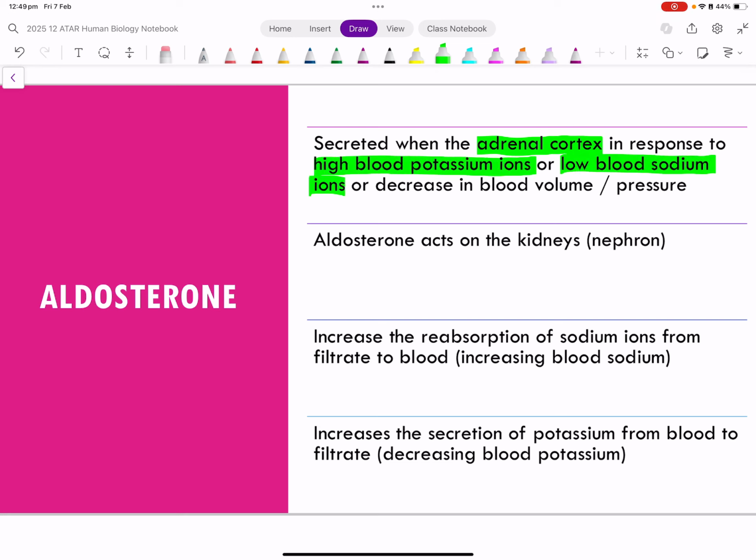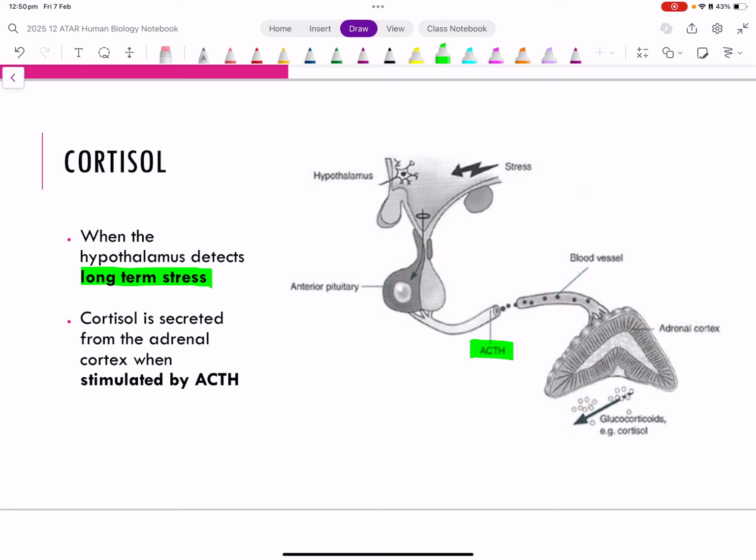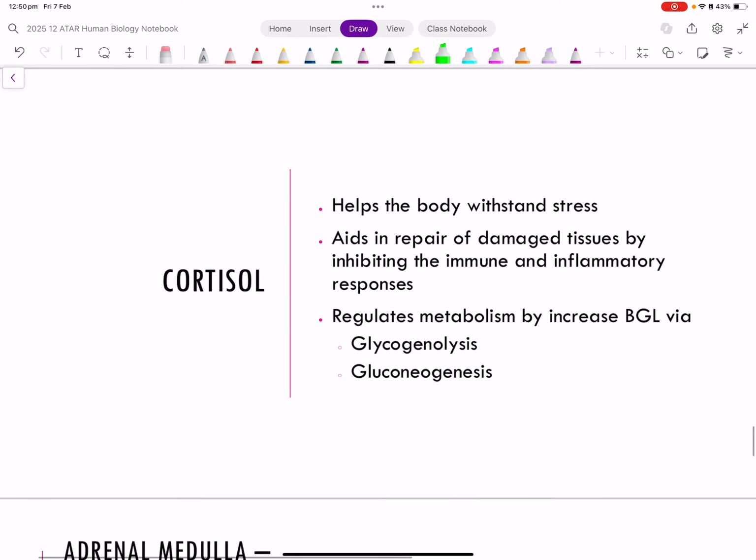On the other hand, our next hormone is cortisol, and cortisol is released when the hypothalamus detects long-term stress. In response to this, the hypothalamus releases a hormone known as ACTH, or adrenocorticotropic hormone, and cortisol is released by the adrenal cortex, so this part that we highlighted in green earlier, when ACTH triggers it. The message from the hypothalamus, ACTH, travels through the blood to the adrenal cortex, and it is here that cortisol is released.